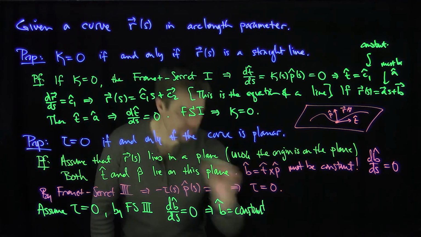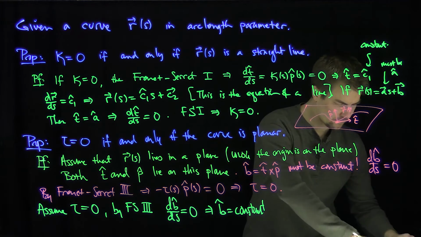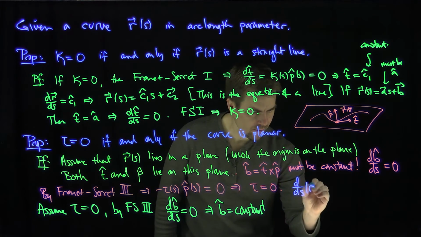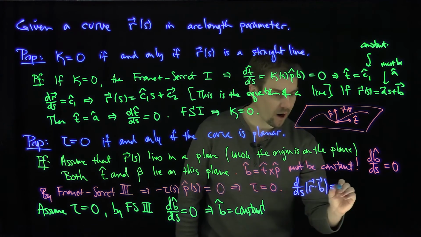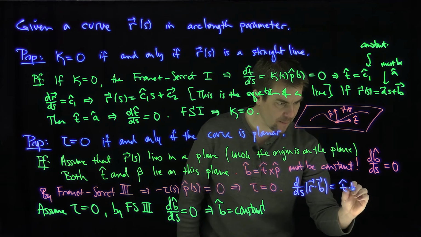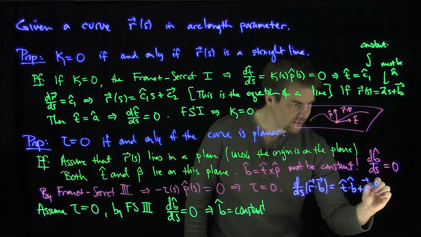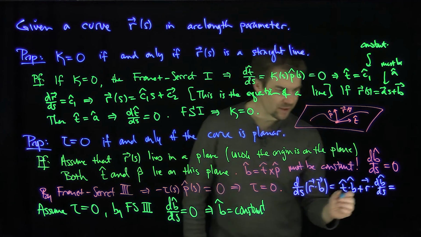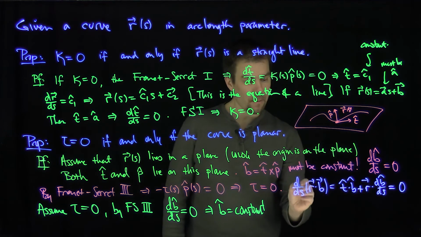That's a constant. Great. And now consider R dot B. So if I do d/ds of R dot B, that'll give me what? That'll give me the derivative of R with respect to s is T hat. So T hat dot B hat plus R dot dB/ds. I know that dB/ds is equal to 0, and I know that T dot B is equal to 0, so this expression is 0. So R dot B is a constant.